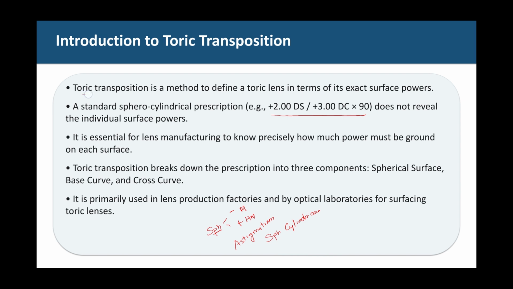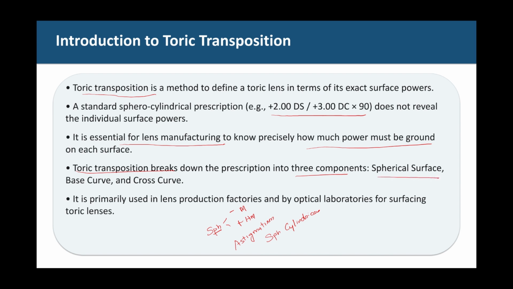So our toric transposition is a method which describes the exact surface powers of what the lens has to be, how the lens has to be manufactured. As I already told, it is essential for lens manufacturing to know exactly and precisely how much power must be ground on each surface of the lens. To express this, toric transposition breaks the prescription into three components. So what are these three components?